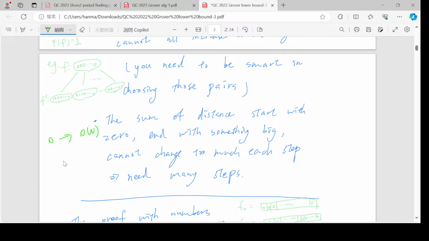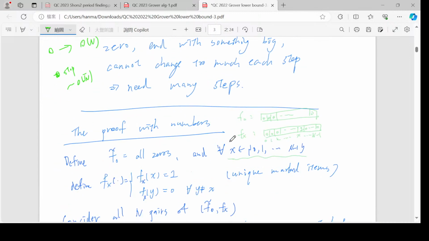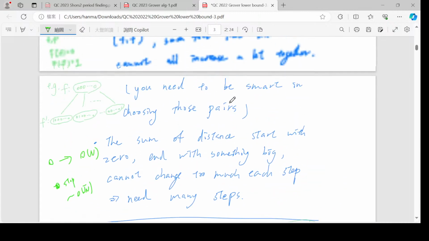Each step will change the sum by about order square root n, and then you need omega square root n steps to change the distance from 0 to order n. This is what we will do. Okay, any questions so far? That's a high level idea.